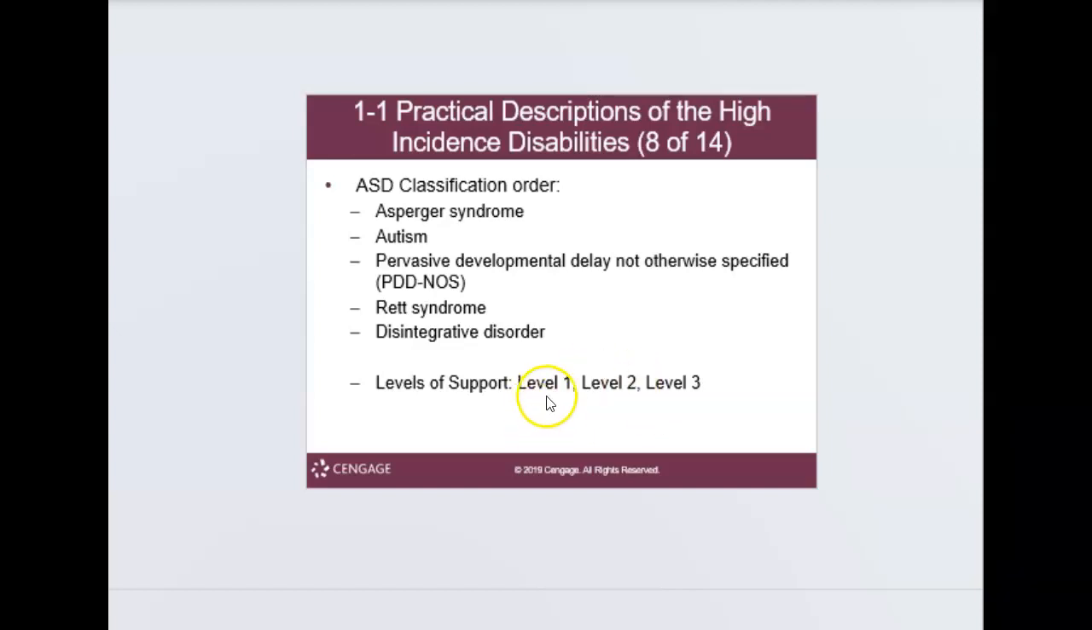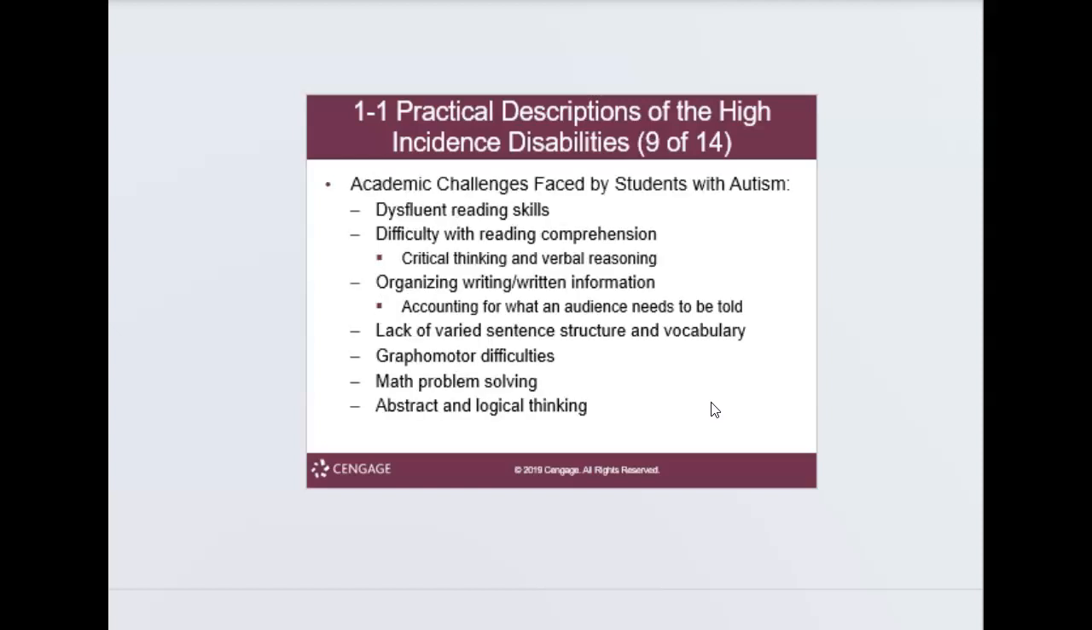So level 1 is the least amount of support from a teacher, from a paraprofessional, from a speech language pathologist. Okay, level 3 is the most level of support, or the highest amount of support. Okay, so that is something to be aware of. Level 1, level 2, level 3, those levels of support for our autistic kiddos.